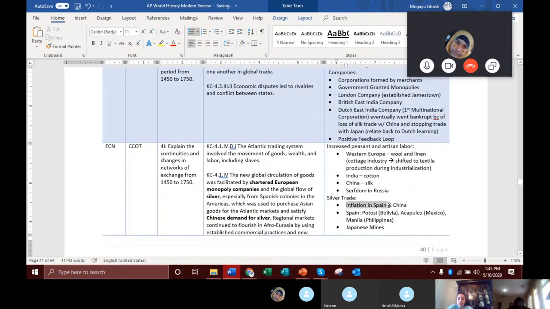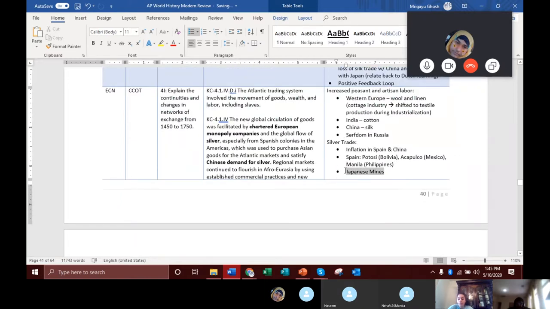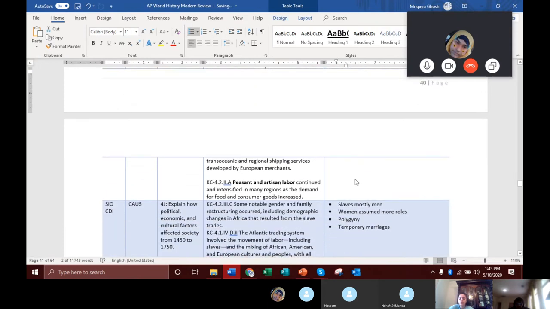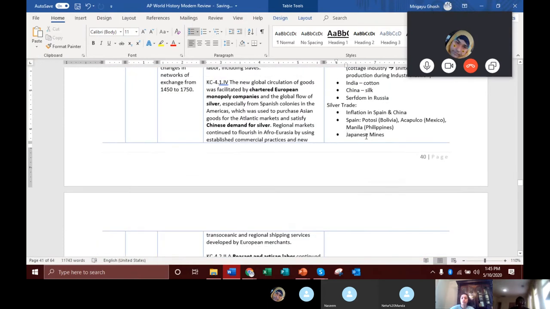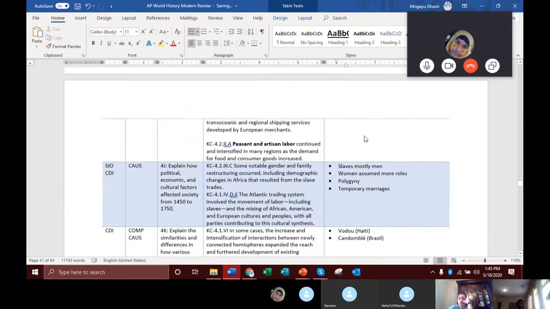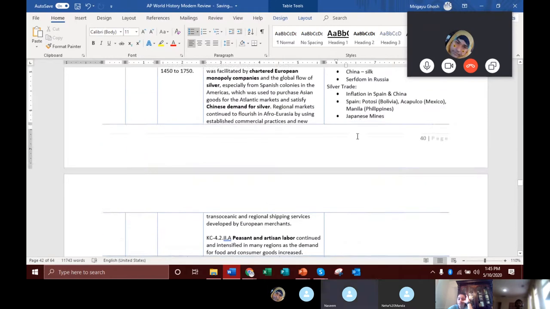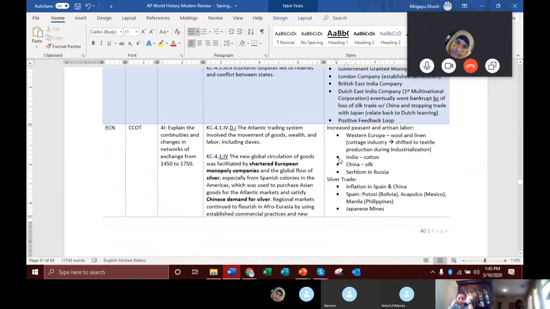Serfdom in Russia, silver trade. We obviously have Potosi, Acapulco, and Manila, and then we have inflation in Spain and China because of this global silver trade. We have Japanese mines, right? And Japan is also kind of looking towards the silver trade. Anything else we want to put here, or are we good to move on? I think we're good.